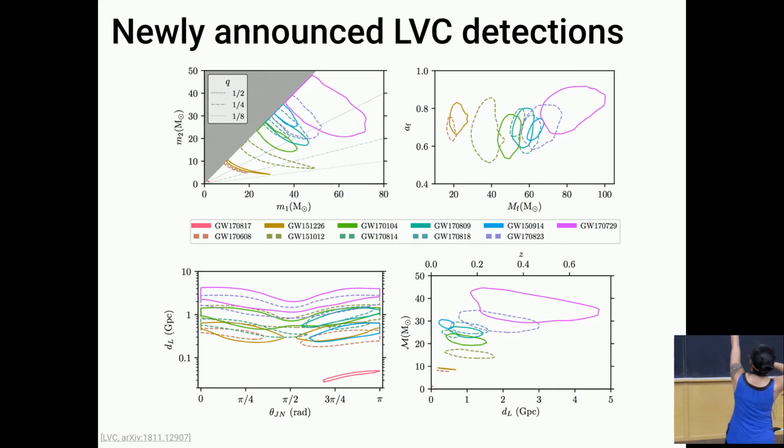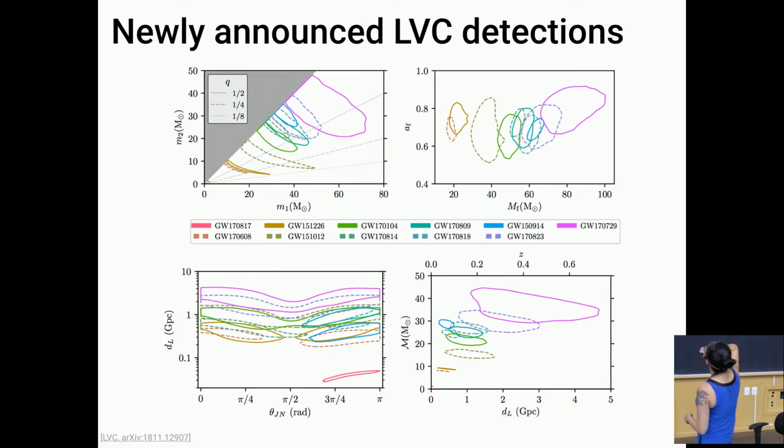At the very bottom over here you have 170817. This is the binary neutron star merger, so it's the closest. Understandably so, because these are less massive, and so they radiate less energy, and therefore they have to be closer for us to detect them. And then you have this monster over here, 170729. The final mass, the chirp mass, and all these masses are heavier for 170729, but overall it's farther away.